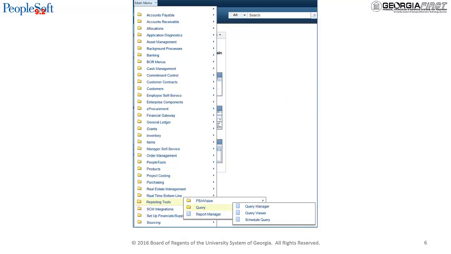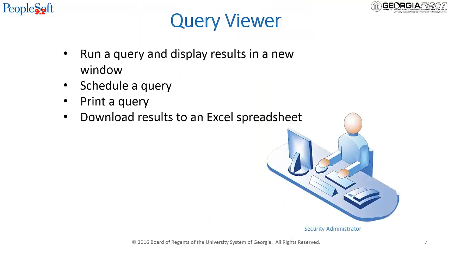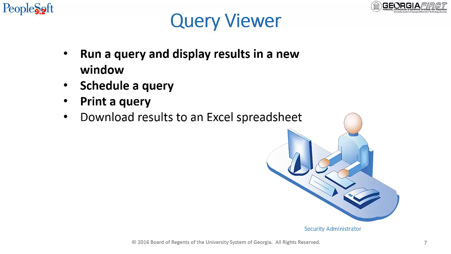In the introduction to this series, you learned that PeopleSoft has two tools designed for working with queries: Query Viewer and Query Manager. Security administrators determine which of these tools users have access to. Query Viewer is a read-only version of Query Manager. Users with access to it can run a query and display results in a new window, schedule a query, print a query, and download results to an Excel spreadsheet.